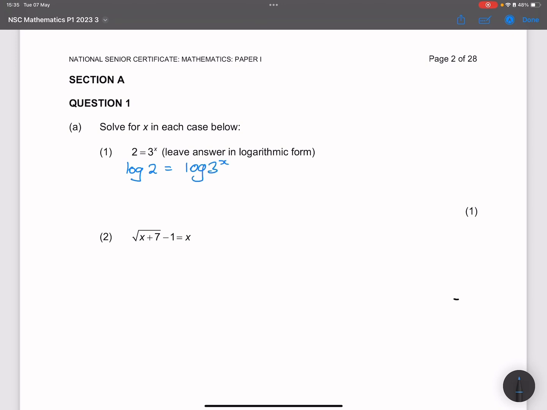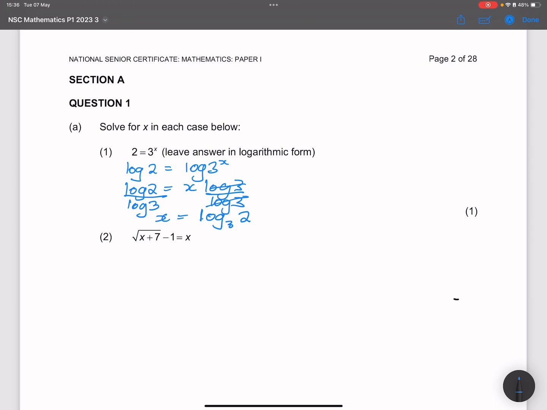You know the laws of logs, they say we can jump down and have that exponent come down. So this is equal to x log 3. Divide by log 3 on either side, so that cancels with that. And so x would be equal to log 2 over log 3, but we can also write this as log base 3 of 2. Okay, so going to the next question.